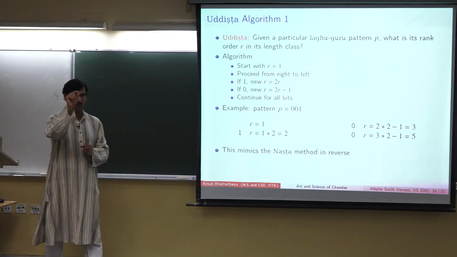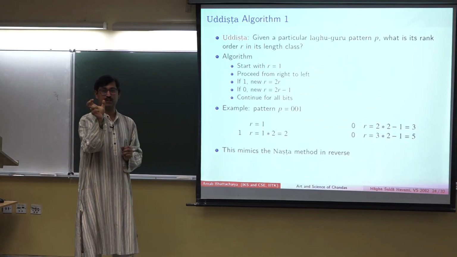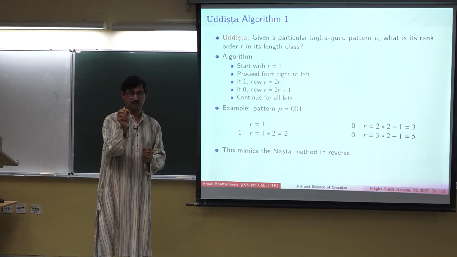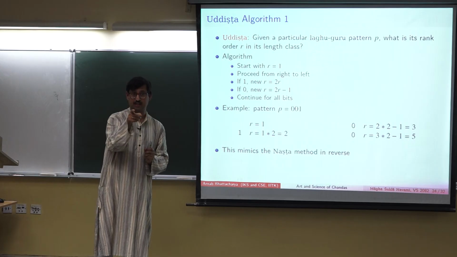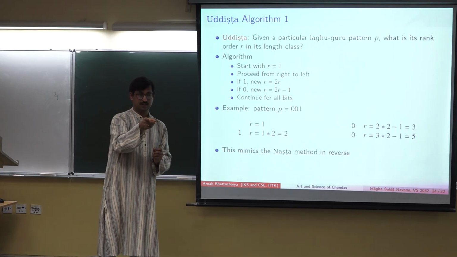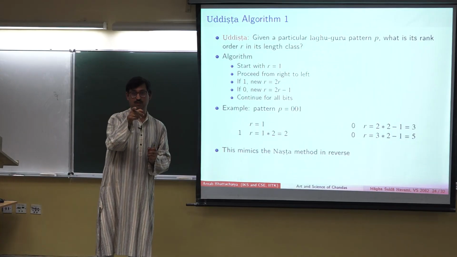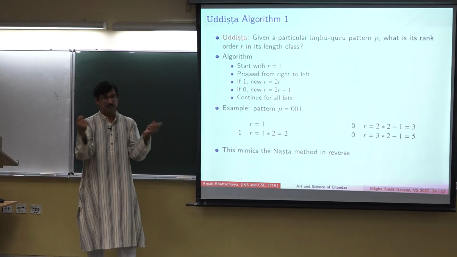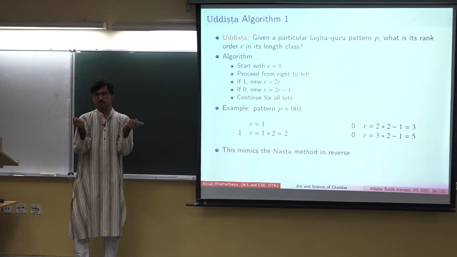So if I write 4 and 2 in decimal, what is the total value of this? 42. Why 42? Because 2 into 10 to the power 0 plus 4 into 10. If I write 142, it's 1 into 100, right? Because it's powers of 10.